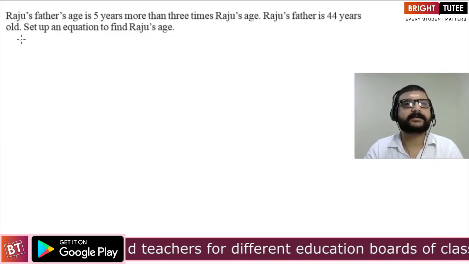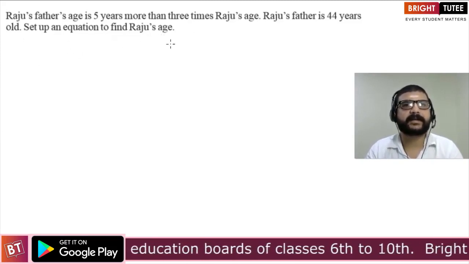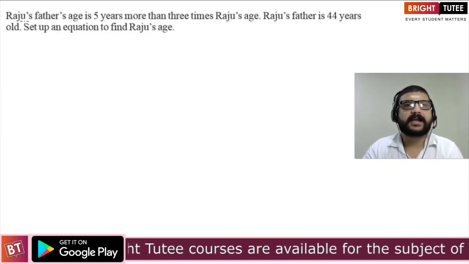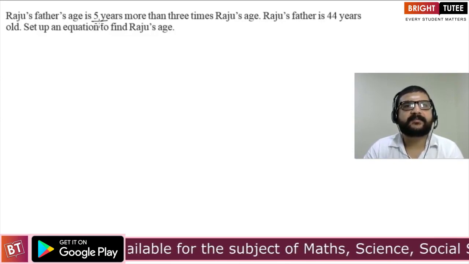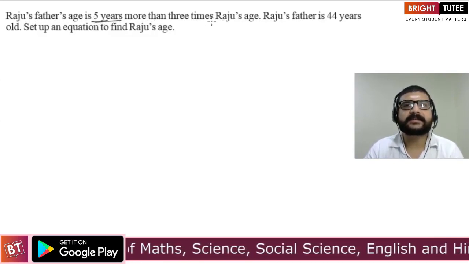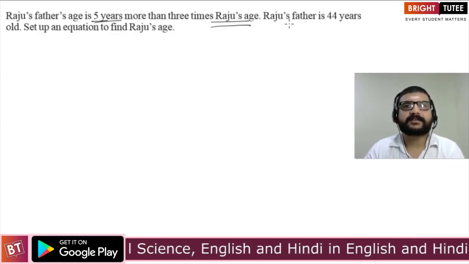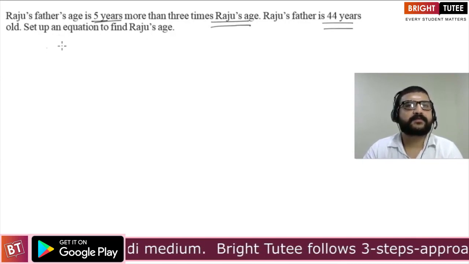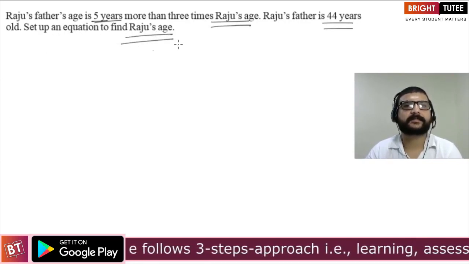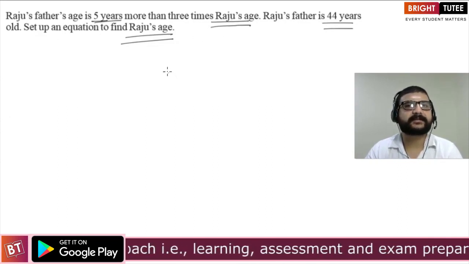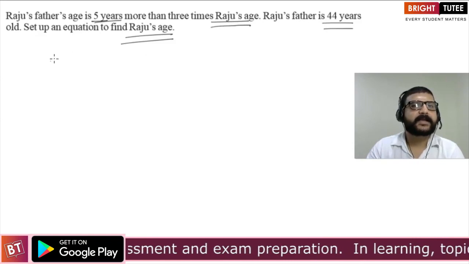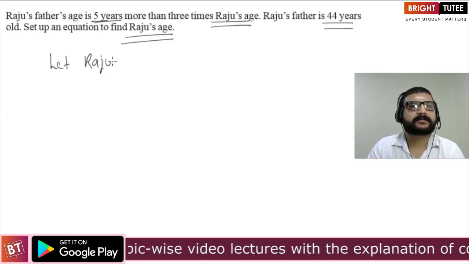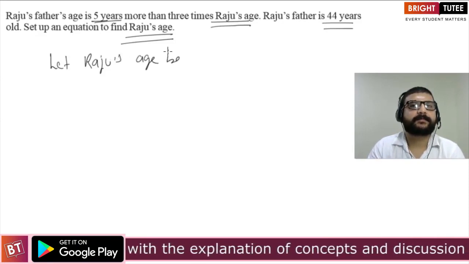Now let's consider one more situation, one more statement, and let's write an equation for this situation. Here it is given, Raju's father's age is 5 years more than 3 times Raju's age. Raju's father is 44 years old. We have to set up an equation to find Raju's age. Now do we know Raju's age here? No, we don't know what Raju's age is. So let's do one thing. Let us assume Raju's age to be x years.